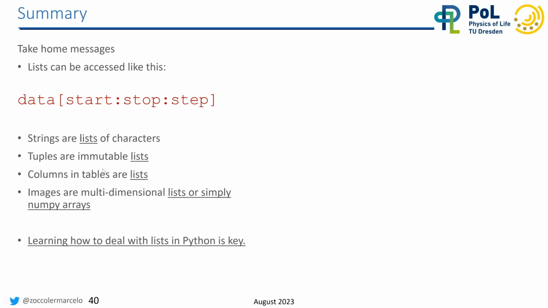Tuples are immutable lists. And columns in tables, they're also lists. So you can also always think like that. And images are multidimensional lists, or simply they are just NumPy arrays. So if you learn how to handle getting the indices, this is the key to deal. You have to learn how to handle lists in Python.